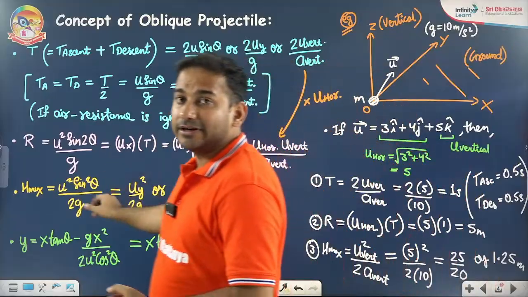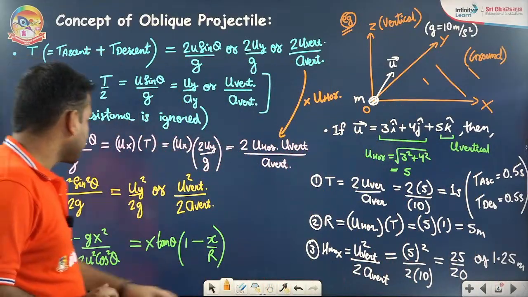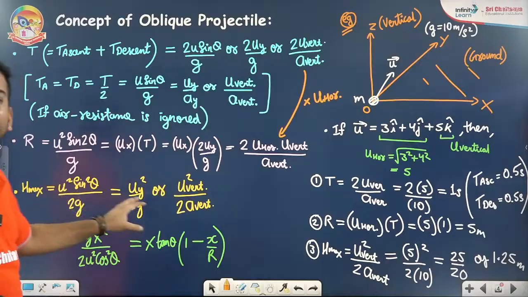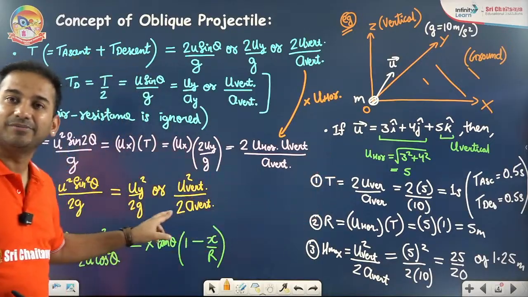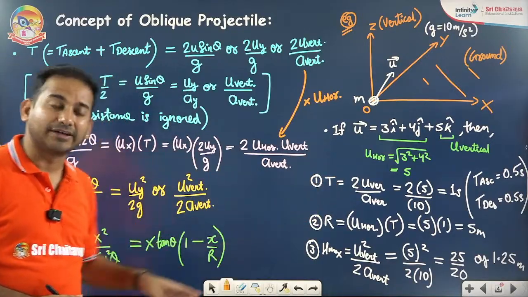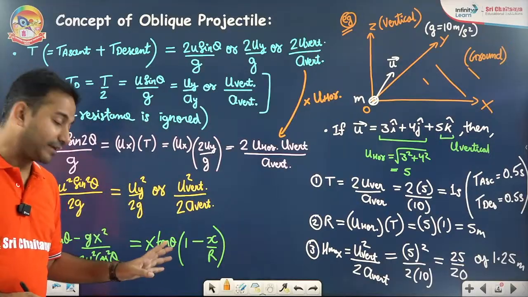All right. Similarly, h max. Similarly, maximum height depends on the vertical component. So that will be u vertical square by twice of a vertical.